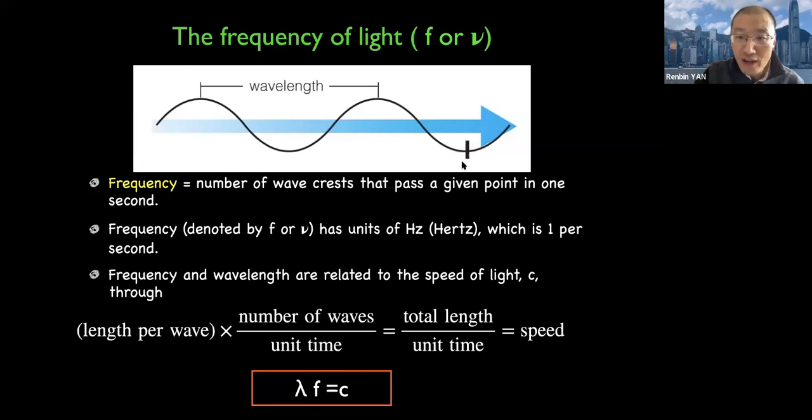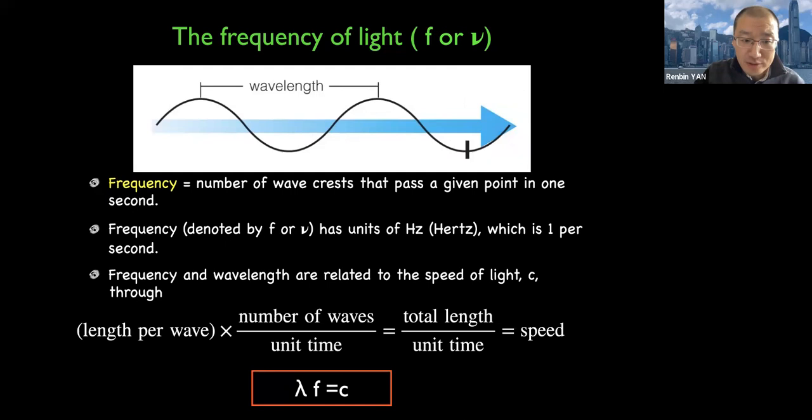That tells you how fast it vibrates, right? Because every crest that passes through this point means this point has gone through one round of vibration. If you have two crests passing through you every second, then you have two vibrations. You finish two consecutive vibrations. So that is the frequency of the wave.